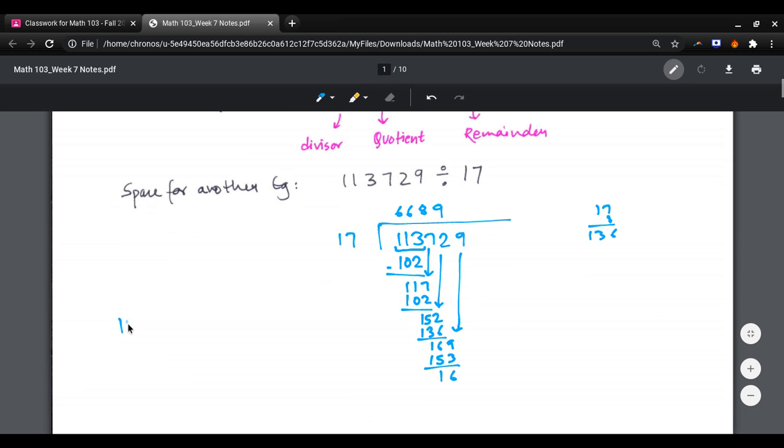Which means that I can write 113,729 as 17 times 6689 plus 12. Again, that is the divisor. This here is the quotient, and what's left is called the remainder.